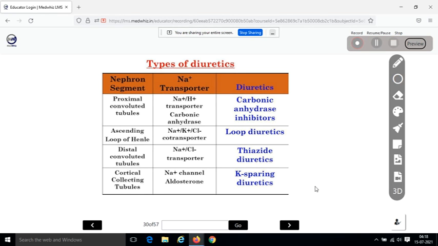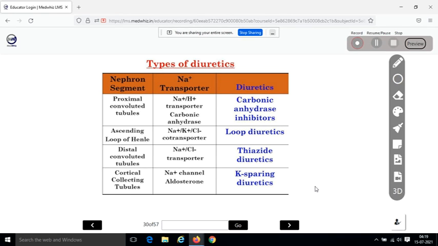Now, what are the types of diuretics that are available? You've learned the various segments of the nephron. These are the targets for diuretic agents: the proximal convoluted tubule, ascending loop, distal convoluted tubule, and cortical collecting duct. In the proximal convoluted tubule, sodium transport is by the sodium-hydrogen transporter, and carbonic anhydrase catalyzes this reaction. If you block this, you can prevent reabsorption of sodium. The agents here are carbonic anhydrase inhibitors.